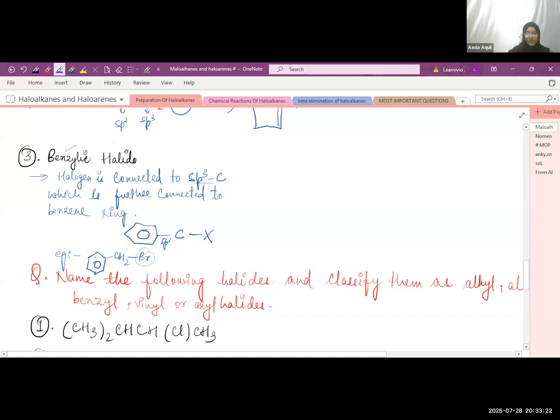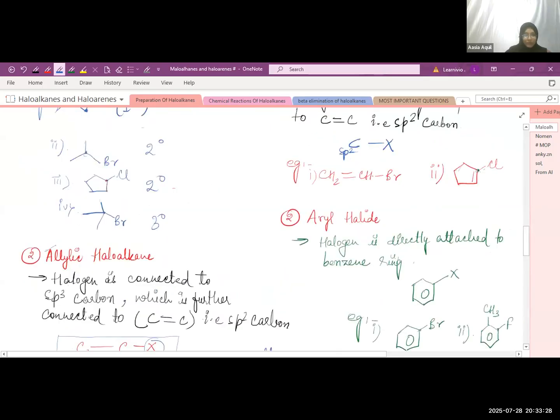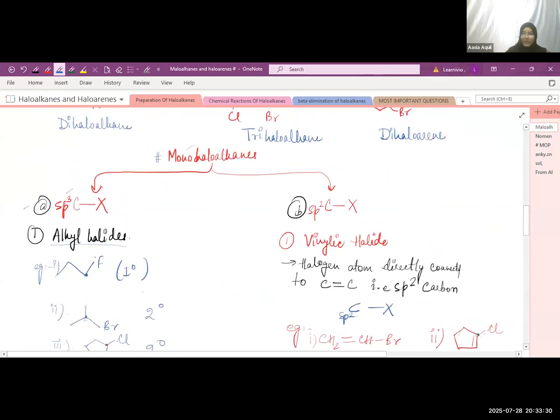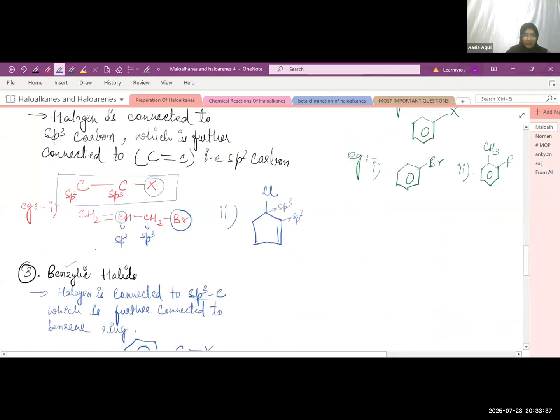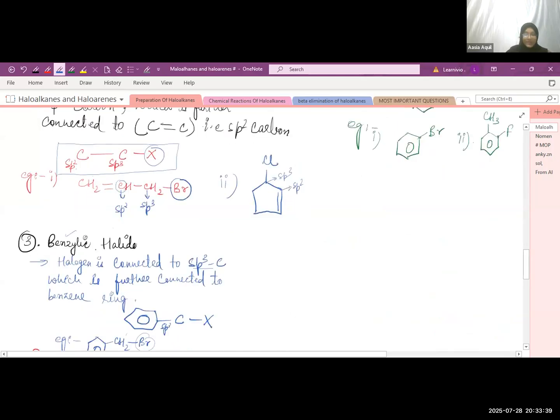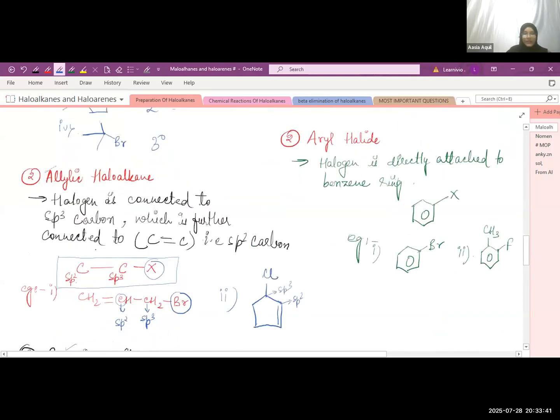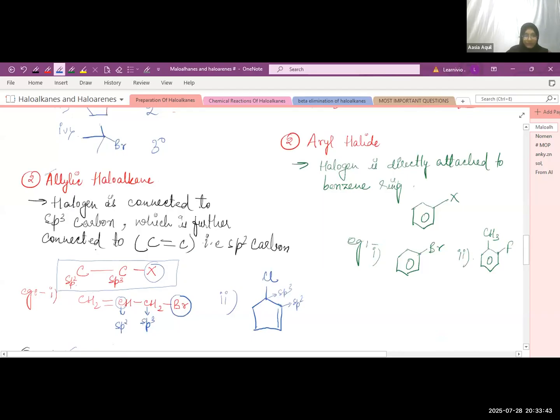So there are three types based on when the halogen group is attached directly to the sp3 hybridized carbon. So it's an alkyl halide, allylic halide, or your benzylic halide.